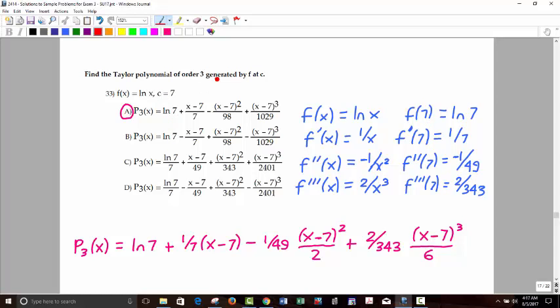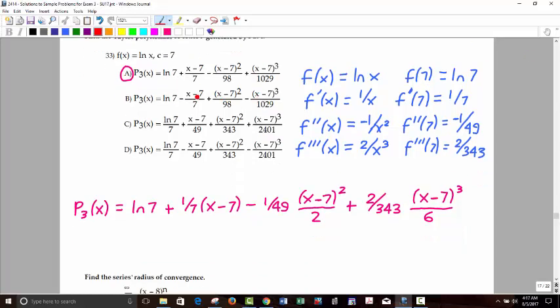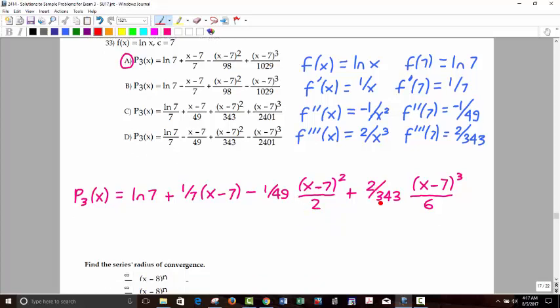We're centered at c equals 7, so you're going to have x minus 7, x minus 7 squared, x minus 7 cubed. And your 2 is your 2 factorial, your 3 factorial is 6. So ln of 7 is the first term right there. Then 1 over 7, x minus 7. And then 1/49th, x minus 7 squared over 2, which will turn into over 98. And this one they did reduce, because 2 over 6 is 1 over 3. 3 times 343 is 1029.